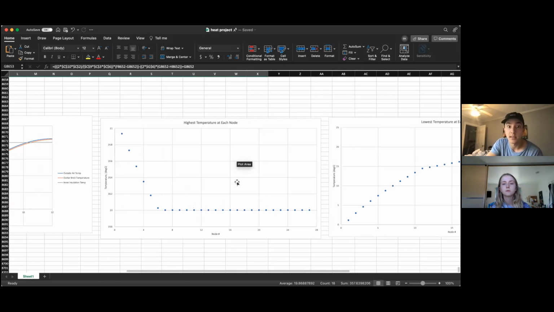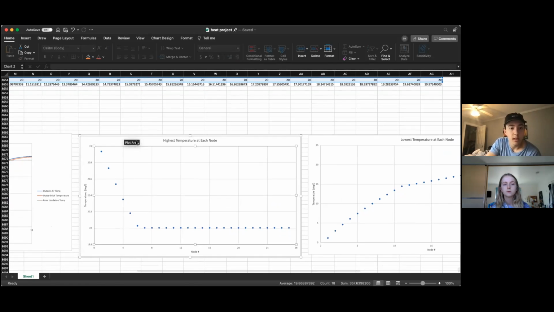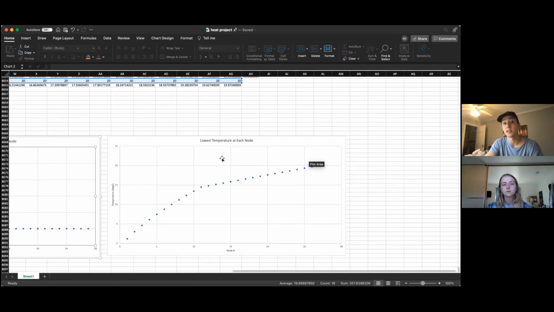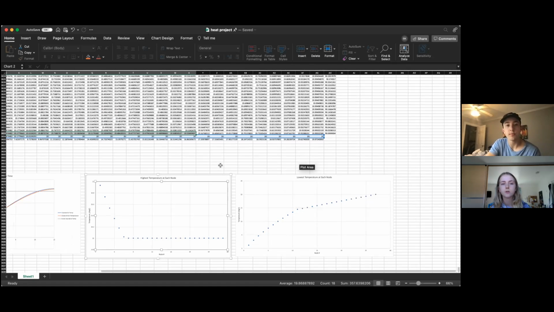Now we have our plot for highest temperature at each node. This plot was a little confusing, but then we realized that every node starts at 20 degrees Celsius. So the majority of the nodes, except for the ones closest to the outside, would all have a maximum temperature of 20. And this is our lowest temperature at each node. This is exactly what we were expecting to see. We can see that the brick nodes all have a steeper slope due to that higher K value, and the insulation nodes all have a lower slope due to that lower K value. So we're pretty confident in the accuracy of our results.